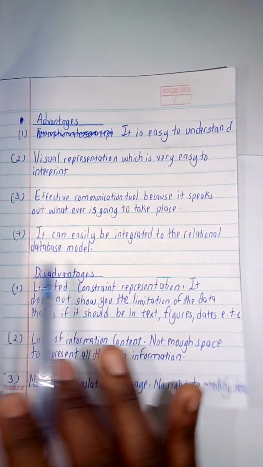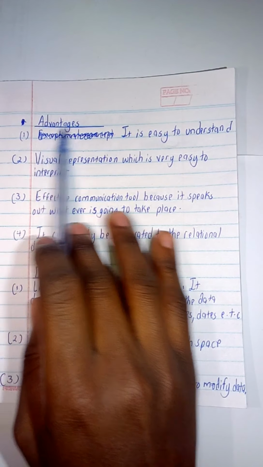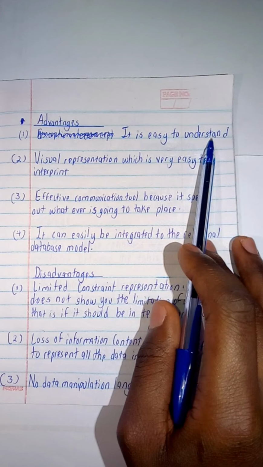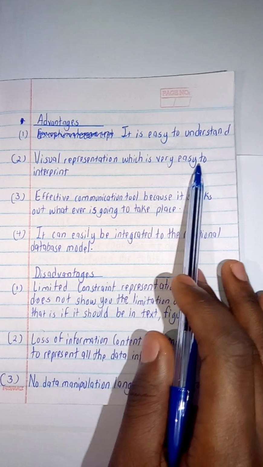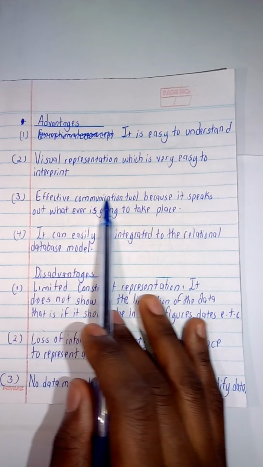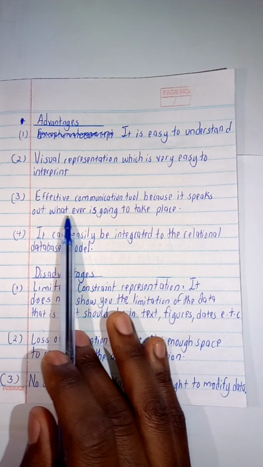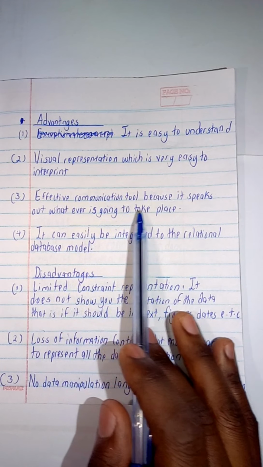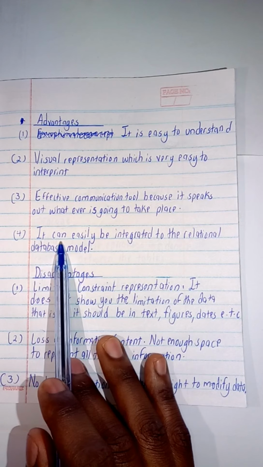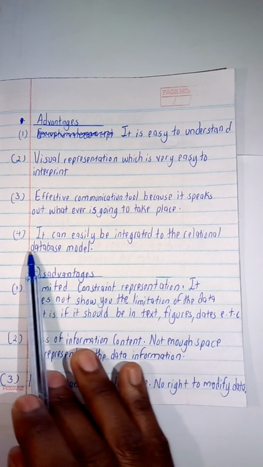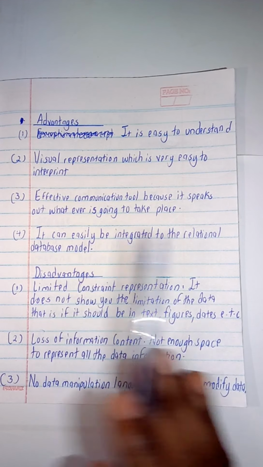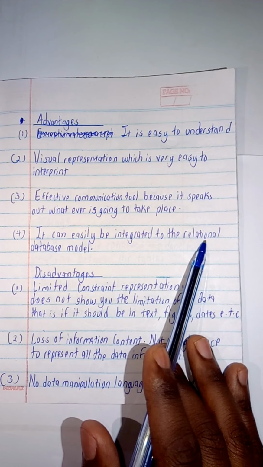Then moving on, looking at the advantages, it is easy to understand, with a visual representation which is very easy to interpret. Then it is an effective communication tool because it speaks out whatever is going to take place. Then it can easily be integrated into the relational database model, as you are going to see later on, because we have not yet looked at this model.